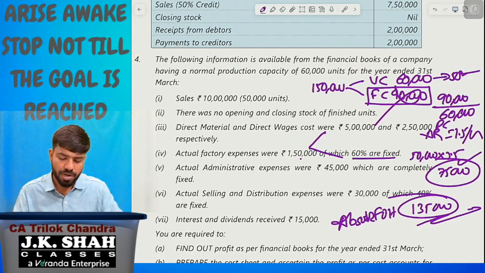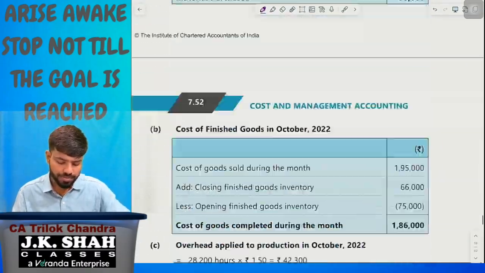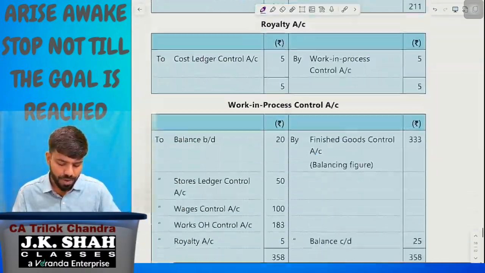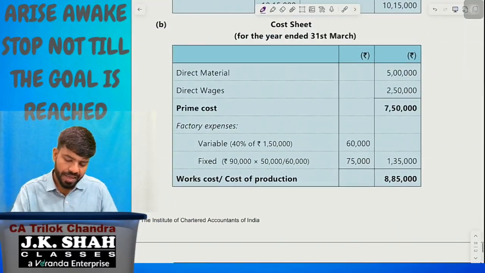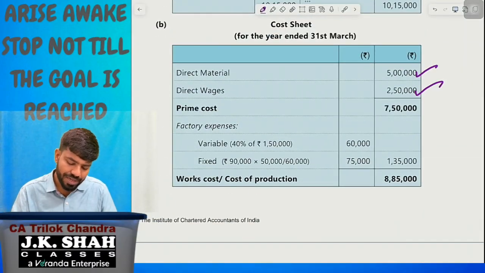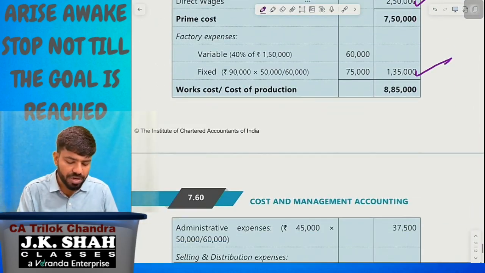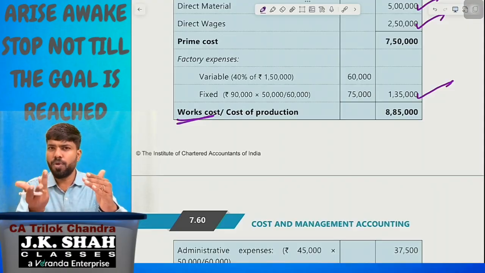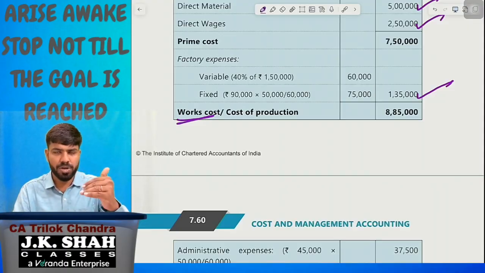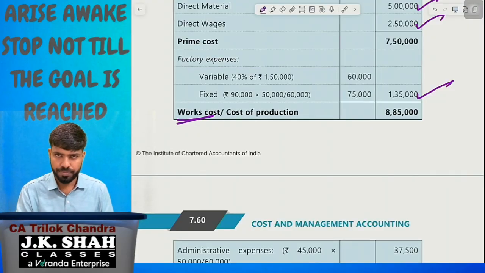Are you understanding? Now look at the cost sheet. First we'll take direct material, direct wages, factory overhead. Roman number 2, we are preparing the cost sheet. Direct material, direct wages, factory overheads 75,000, 1,35,000. By adding all these things, we get the works cost. See here, prime cost, and then gross works cost. There is no opening WIP or closing WIP, so there is no gross and net. Both are equal. We will call it works cost.